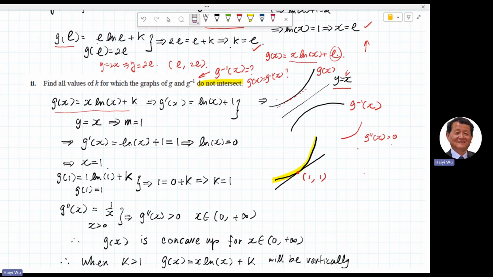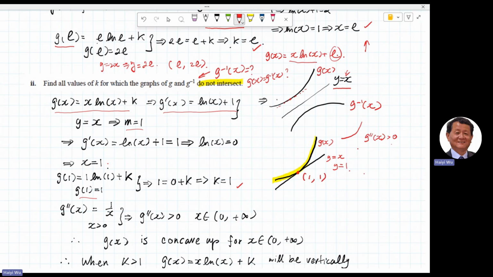The first is to find where the gradient of g(x) equals 1. That's easy. We put the derivative function here, m equals 1, and solve, so x equals 1. Now the graph g(x) touches y equals x, which is the tangent, so I solve for y: when x equals 1, y also equals 1. So we solve for k, and we find that k is 1.